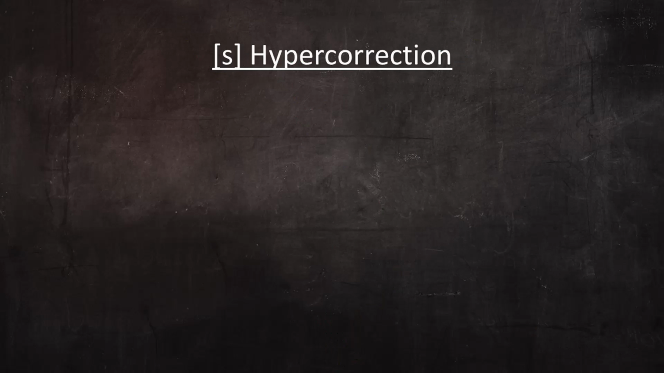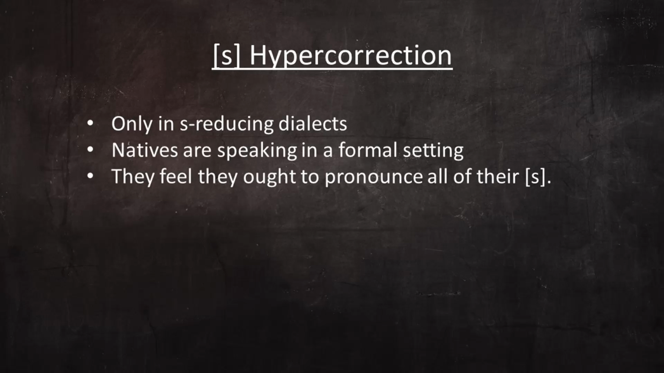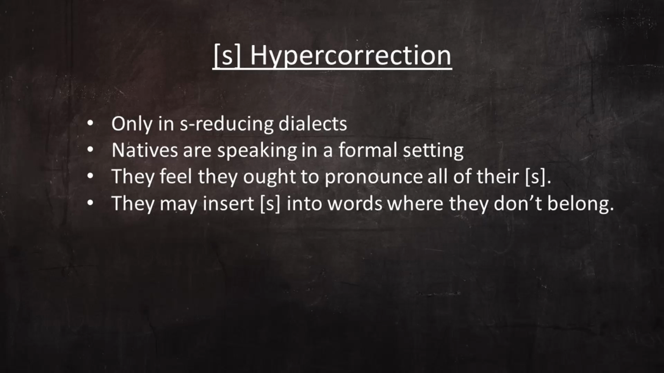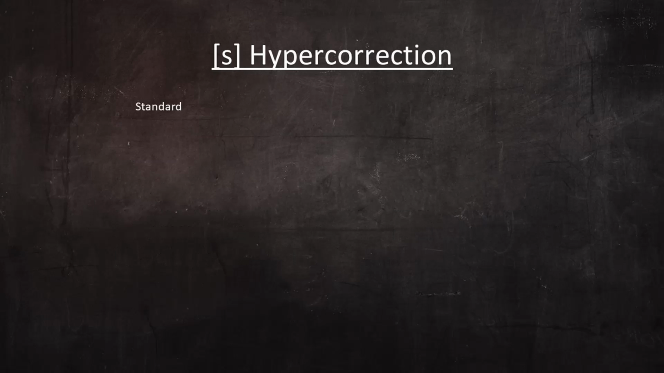One interesting phenomenon that occurs pretty much exclusively in S-reducing dialects is S-hypercorrection. This is when natives are speaking in a more formal setting and they feel they ought to pronounce all of their S's. What sometimes happens is that they insert S's into words where they don't belong. They may even reduce some S's and insert unnecessary S's in the same word or phrase. Let's look at some examples. First, I'll pronounce these sentences with standard pronunciation, then with S reduction, then with hypercorrection. Some of these examples I'll also pronounce with S reduction in some places and hypercorrection in others.